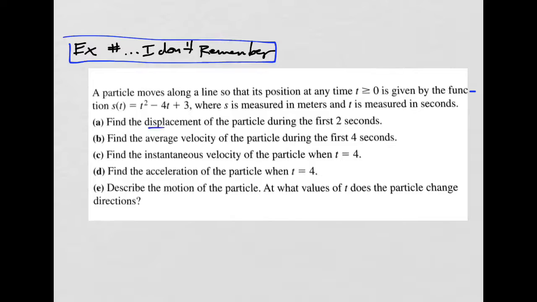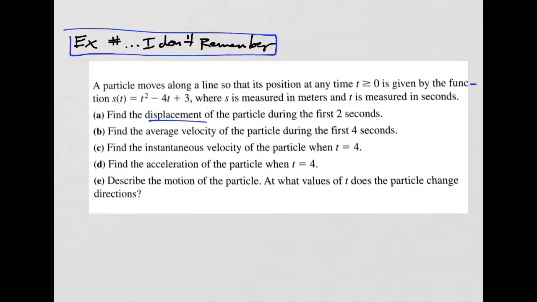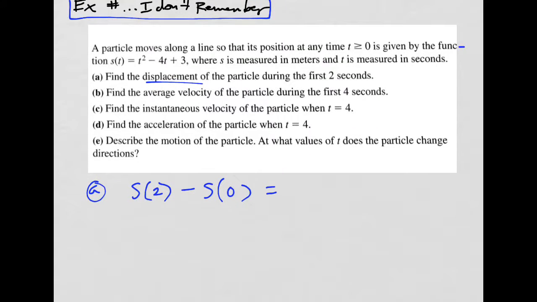What does displacement mean? Well, position is, you just plug in a t value and you get a position. The displacement is just how far it's traveled. So for part A, the displacement would be s of 2, whatever it is at 2, subtract whatever it is at 0. So that is the displacement. It's just how much it has moved.